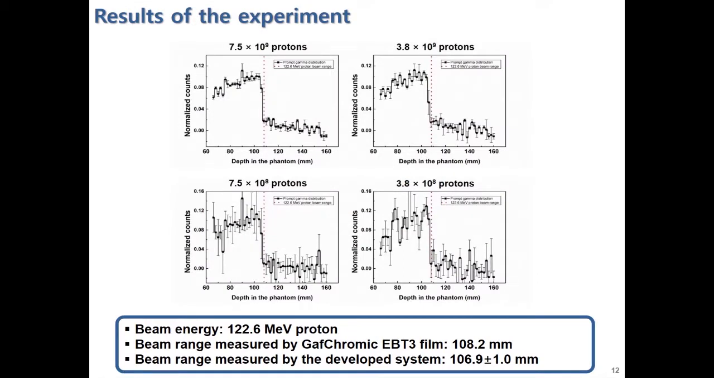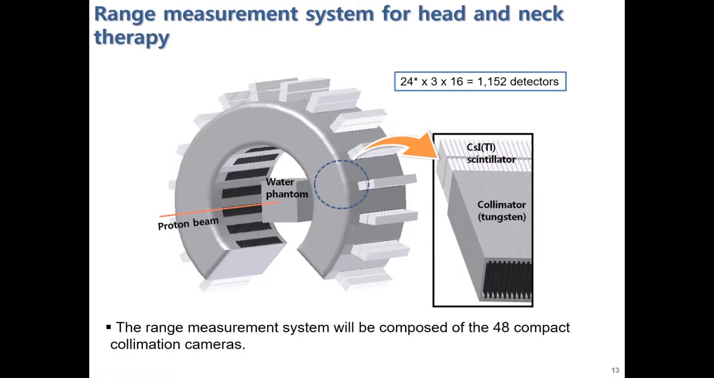We tested the performance of the developed system using therapeutic proton beam, and we found that the beam range can be determined within about 1 mm deviation. For the final stage of this research, we are planning to develop a measurement system based on circular arrangement for head and neck cancer treatment.